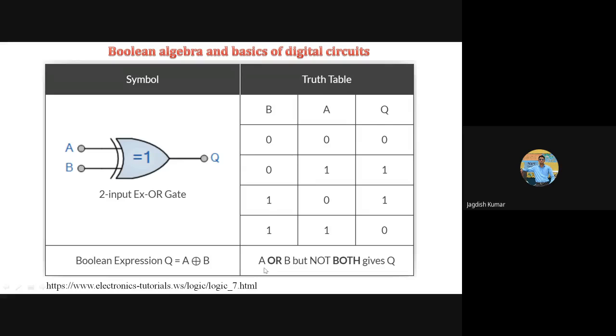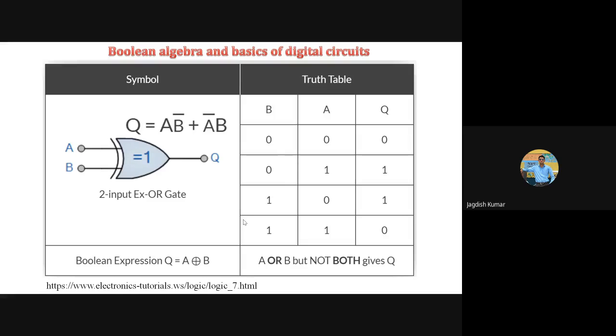This can also be described as something like, okay, A or B, but not both, gives output 1. So this is the symbol for exclusive OR gate. You have an OR gate, and then there is an additional curve like this here. So this is representing a 2-input exclusive OR gate.